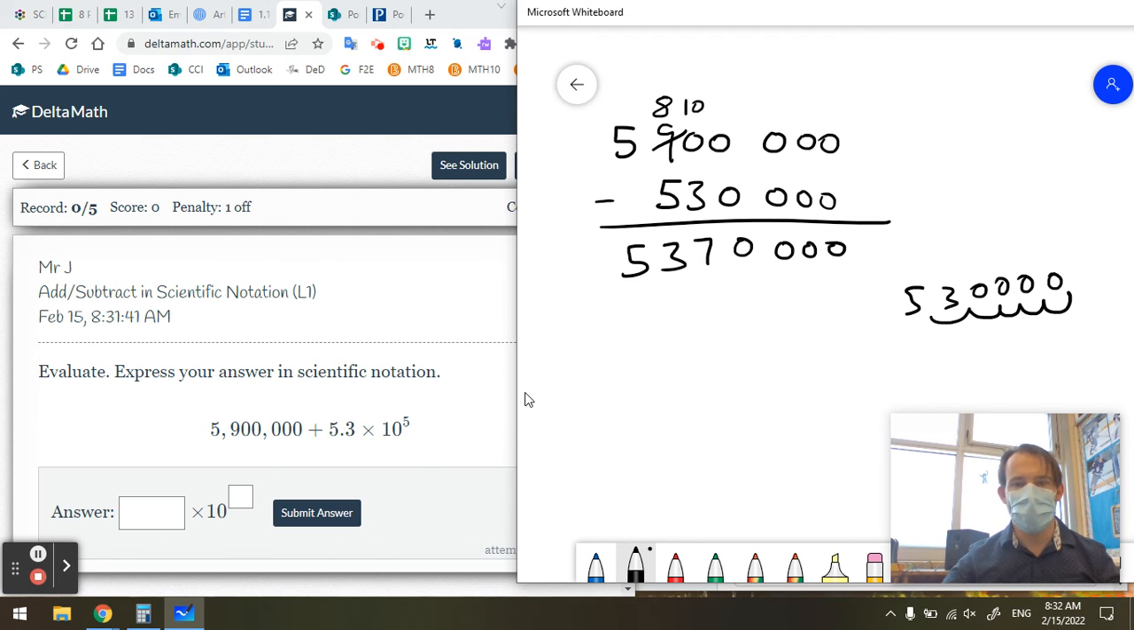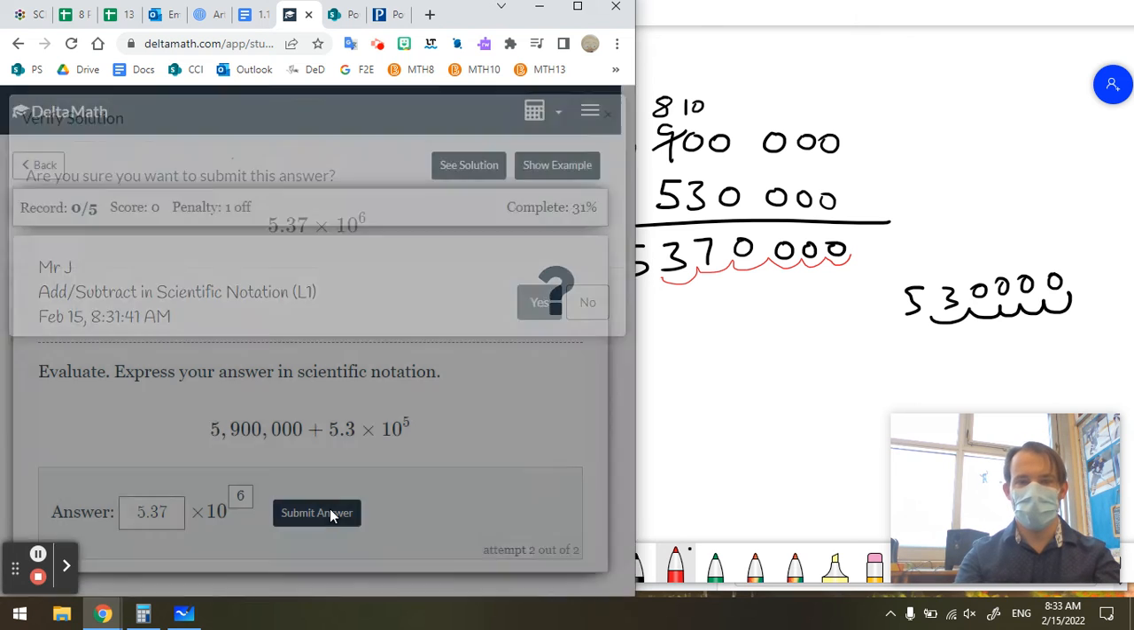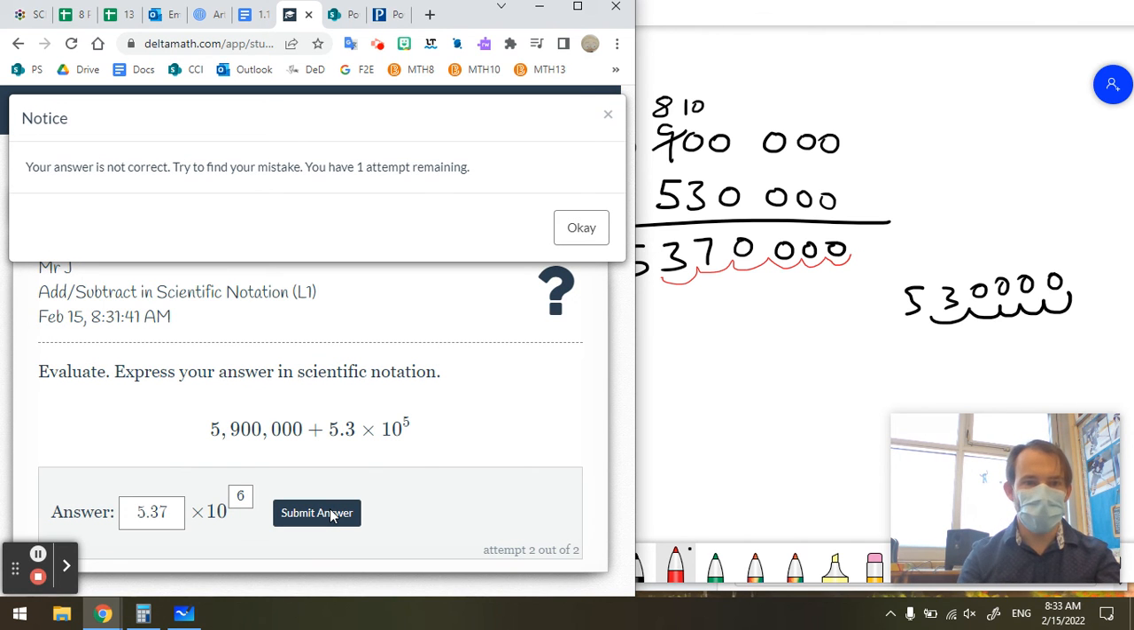So if I give this in scientific notation, what I'm going to do is take this decimal place and move it once, twice, 3, 4, 5, 6 times. And so I will have over here 5.37 times 10 to the, what did I say? 1, 2, 3, 4, 5, 6. Okay, it's times 10 to the 6. Cool. Submit answer. Yes. Your answer is not correct.